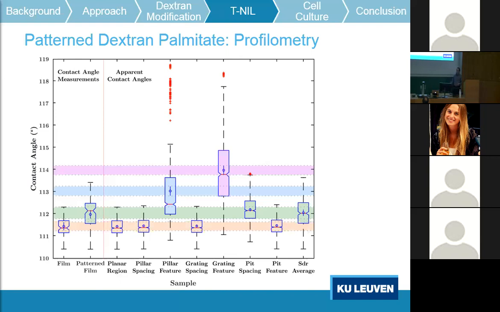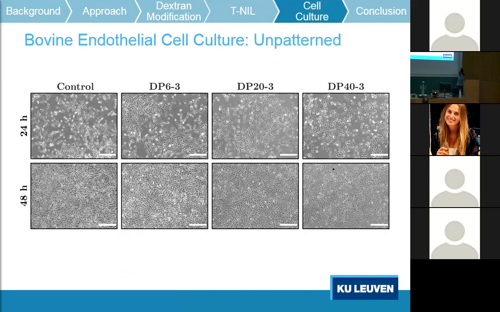But then I need to make sure first that these cells would even appreciate all the work I put into these materials. And so I did just that. And what we have here on the very left is a control, which is a surface coated in a protein known as fibronectin that cells will attach to. And then the right 3 columns here are different dextrin palmitates I have synthesized at various molecular weights.